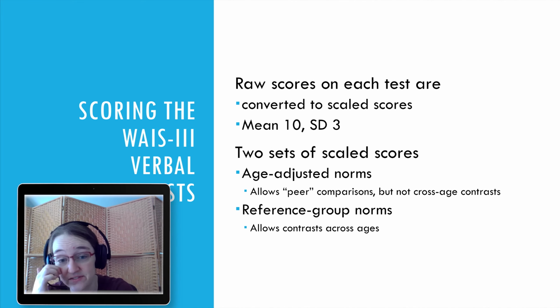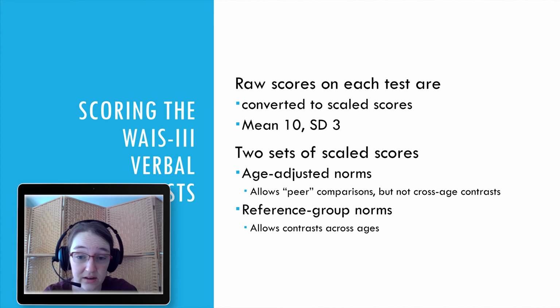Raw scores for each test are converted into scale scores, and so they have a mean of 10 and a standard deviation of 3. And so you're given two sets of scales. One is age-adjusted norms, and so this gives you ability compared to other individuals in the normative sample of the same age. This allows peer comparisons, but you can't really do cross-age contrast. Now next, you've got reference group norms, and so that's ability compared to a group of individuals in the normative sample between ages 20 and 34. And this allows for contrast across ages because everyone is compared to the same reference group.